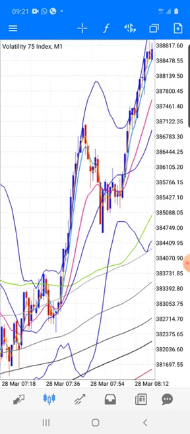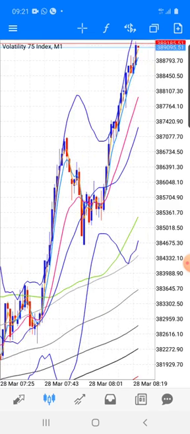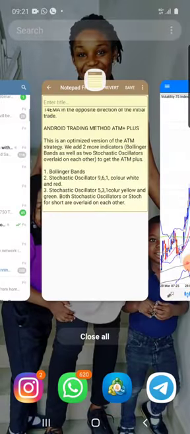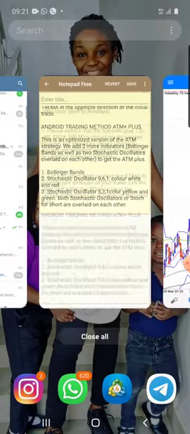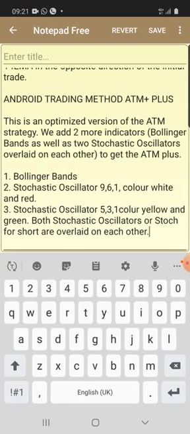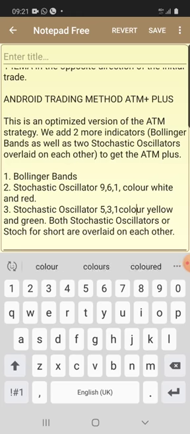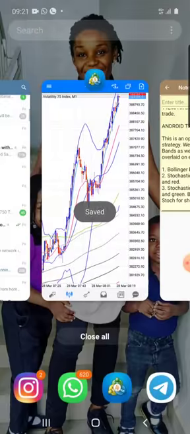Then, the next set of indicators that we are going to use, the stochastic oscillator 961, setting 961. The color is white and red. And the second one is stochastic oscillator setting 531, color yellow and green. And they are overlaid on each other. So I'll show you how to overlay it.